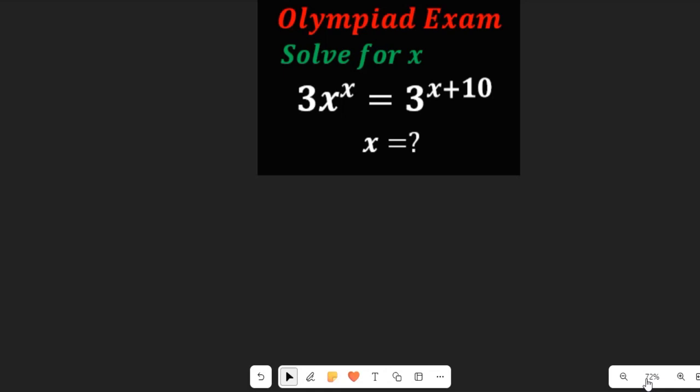Watch out on how we are going to use some simple logic and the laws of indices in finding the value of x in this expression that is given to us. This is a Mathematics Olympiad exam question. We are asked to solve for x in 3 multiplied by x to the power of x equal to 3 to the power of x plus 10.